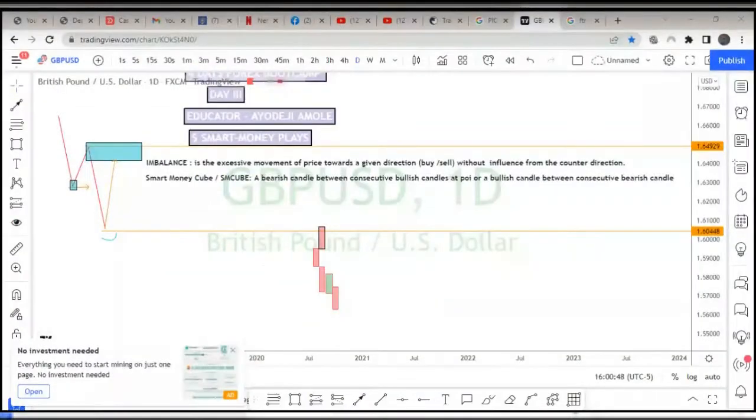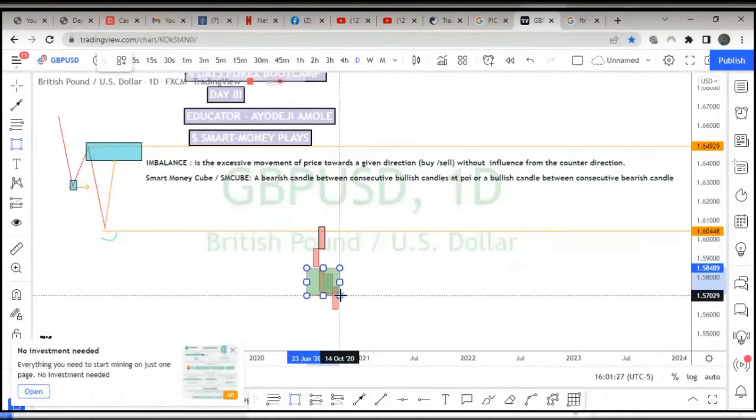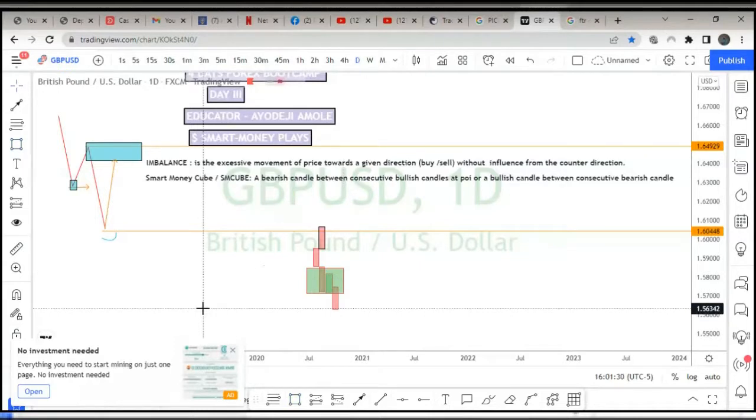Okay. So, a bullish candle between consecutive bearish candles. You can see three consecutive bearish candles, and all of a sudden a bullish candle appears. This means there are buyers coming into the market attempting to push this market back to the origin. But because of the pressure of the sellers in the market, they couldn't do it. So the sellers took over and they are still selling. So this spot that you are seeing is called a smart money cube. That's their footprint.